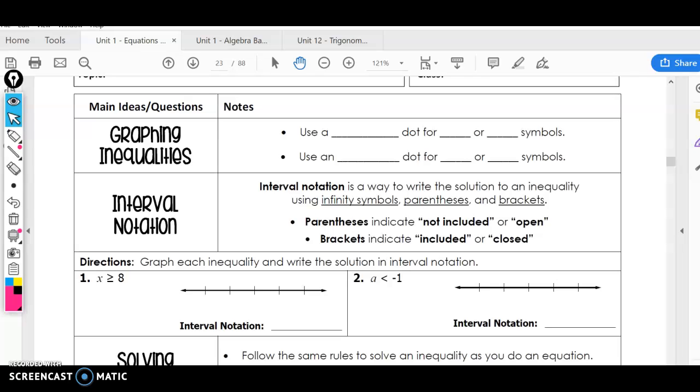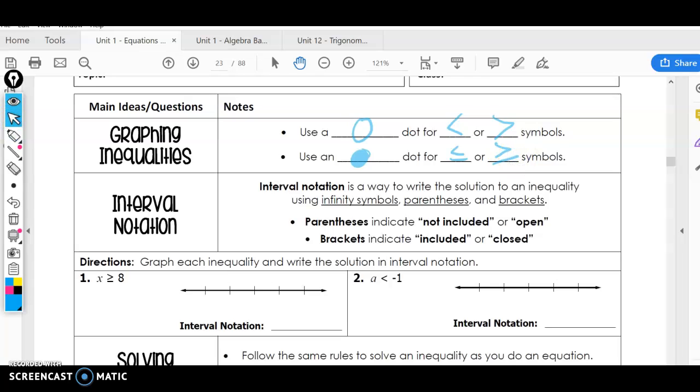Today's video is on graphing inequalities, solving inequalities, and also compound inequalities. I'm going to do a little bit of review first with some inequalities. You're going to use an open circle for less than or greater than symbols, and you're going to use a closed dot for less than or equal to or greater than or equal to symbols.